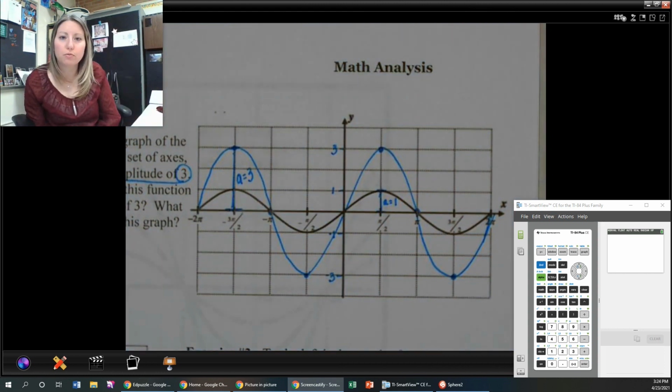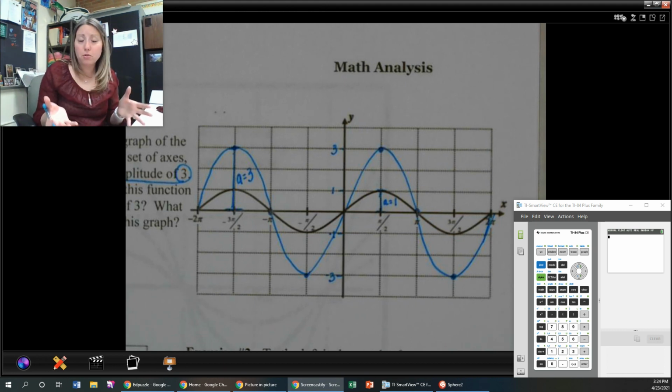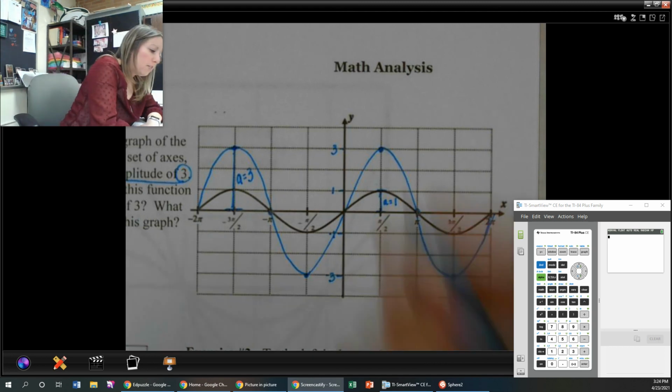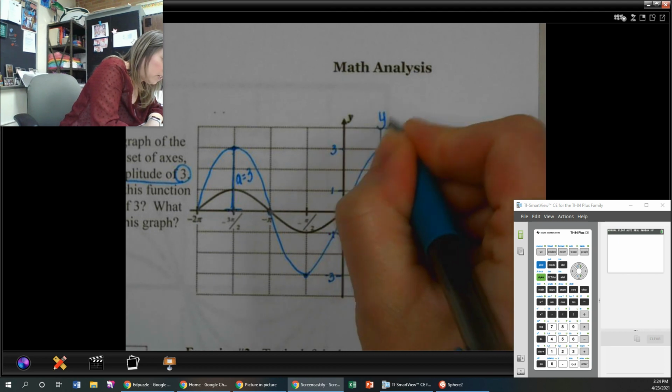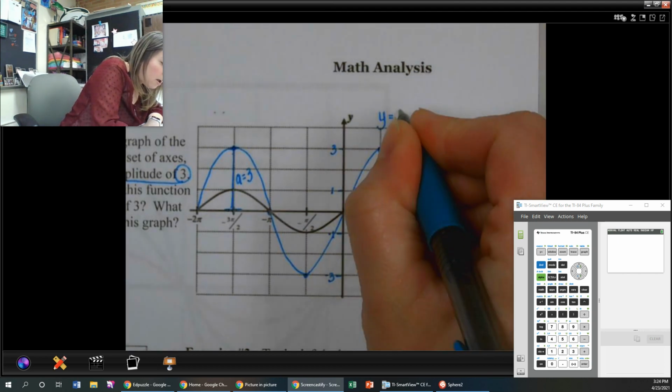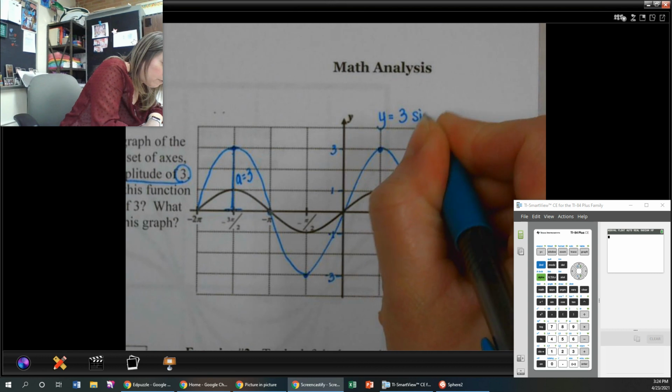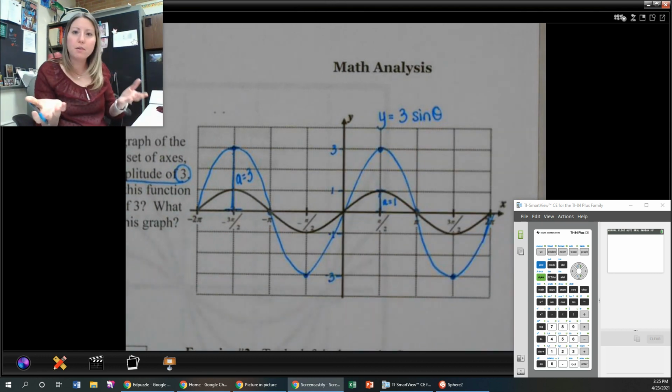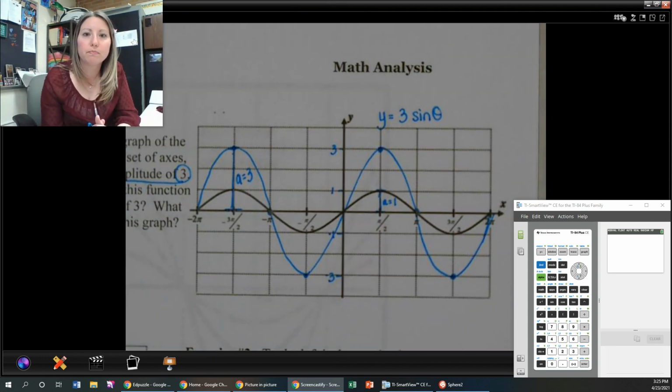Okay, that's the amplitude of 3. What does this mean for the equation of the graph? Well, if the amplitude is the number that's in front of our sine function in the equation of the graph, then all I have to do is take the original sine function and put a 3 in front of my sine theta. And that's it. That's the new equation of the graph.